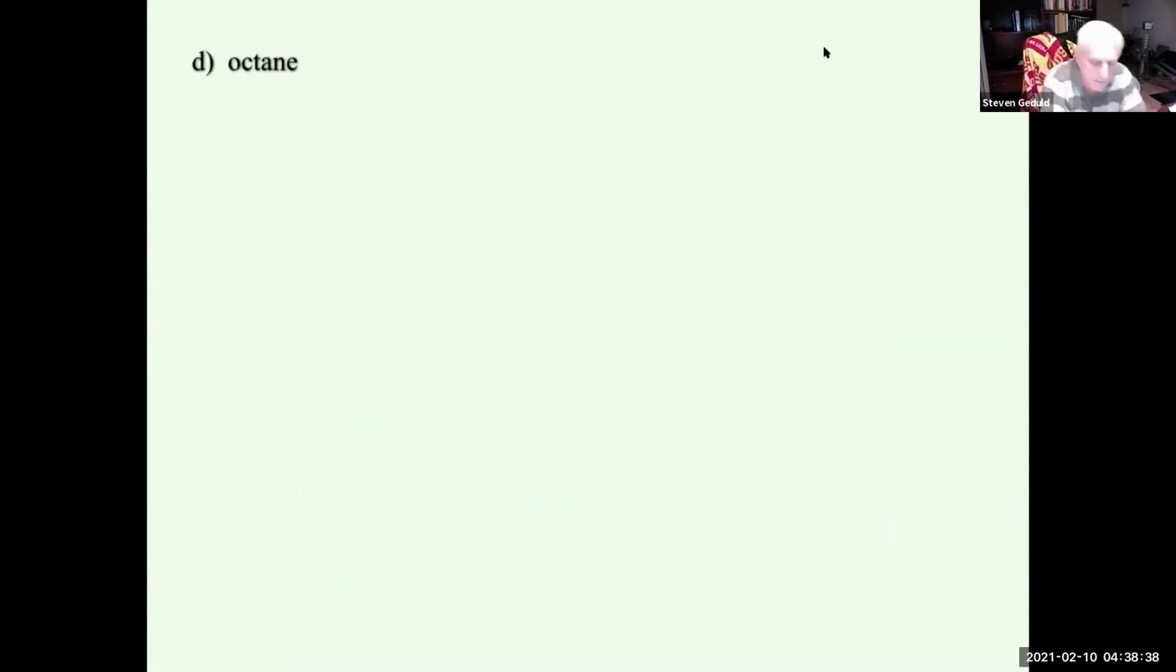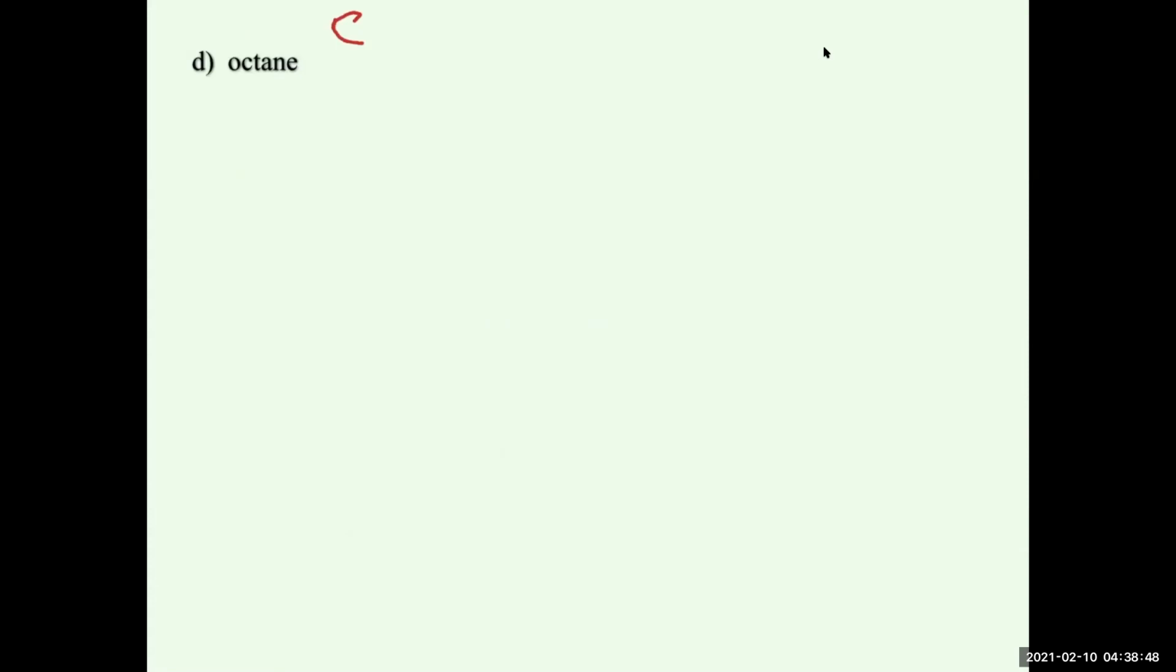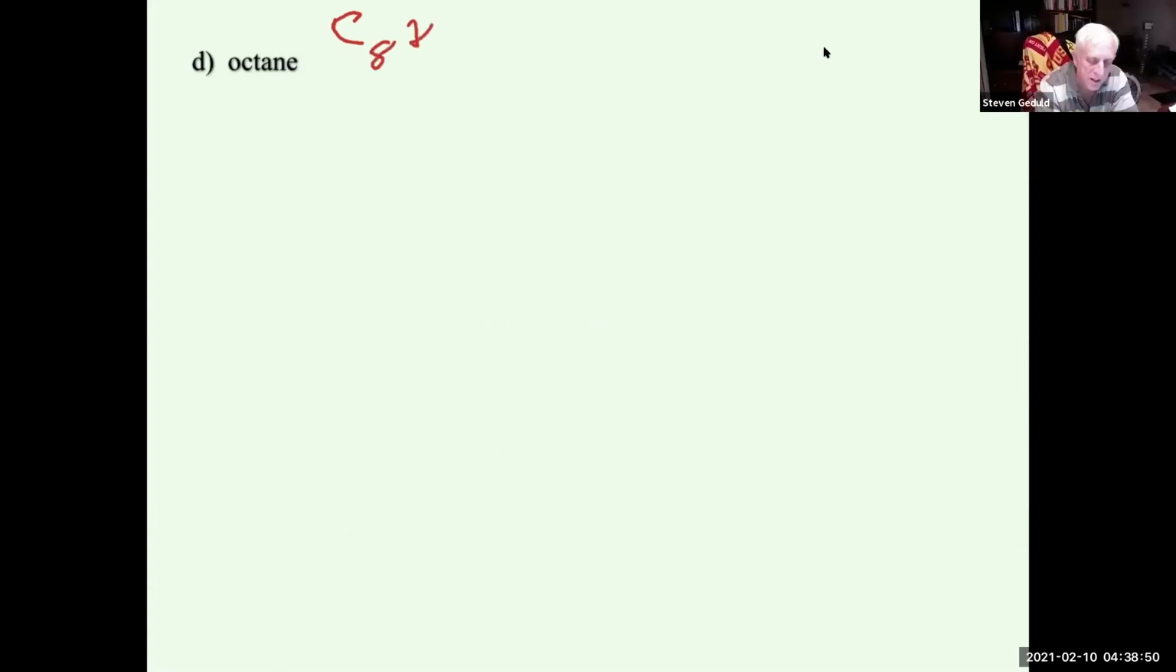Octane, I think this is the last one. What's the molecular formula for octane? C8H18, perfect. Complete combustion: plus O2 goes to CO2 and water.